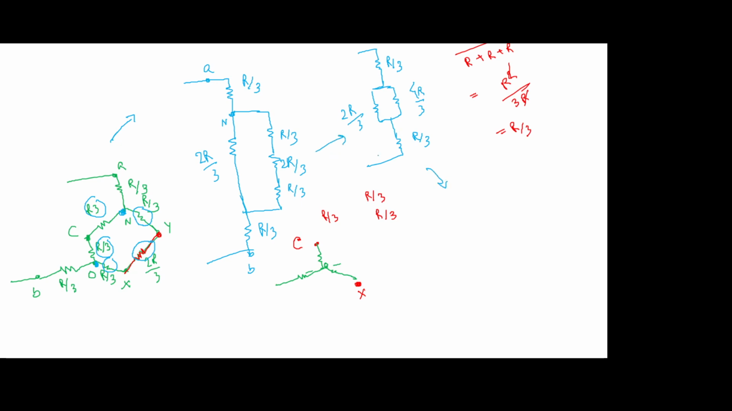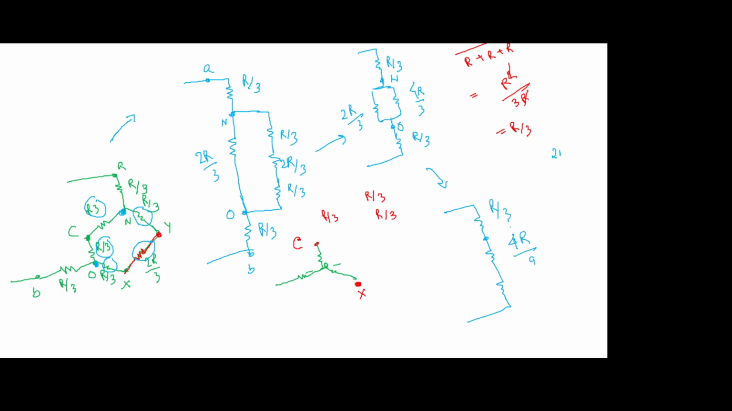Let's move sequentially now. If we convert this parallel into series, the equivalent parallel between this point N and this point O, between N and O, we calculate the equivalent resistance. Could you calculate? It will be 4R by 9. Right, 4R by 9.